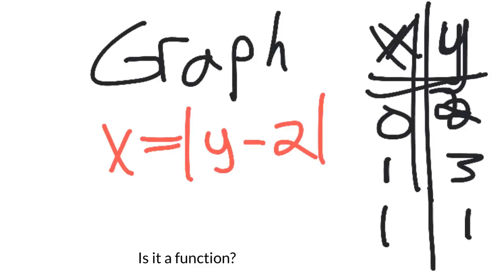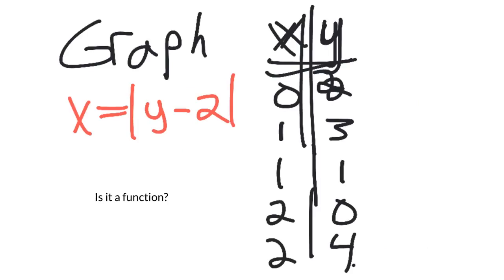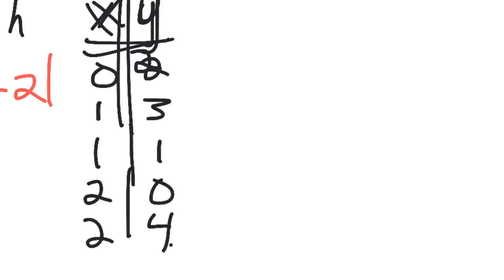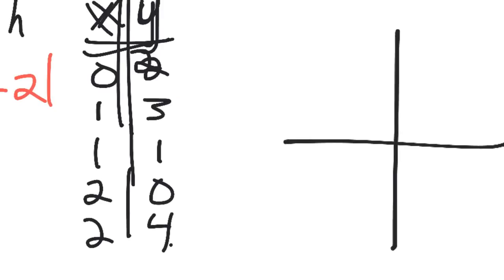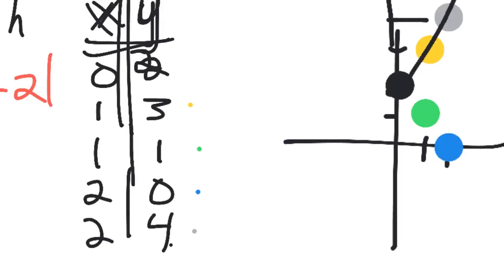And then we can keep the process going. Got a couple other points there. That's probably enough to graph and get an idea of what the graph looks like. X and Y system. So there's our dots on the graph, and we can draw a line. You can see the pattern. That's the graph of the function.